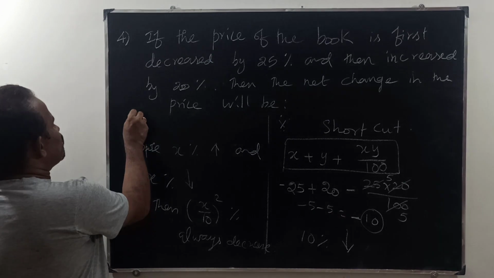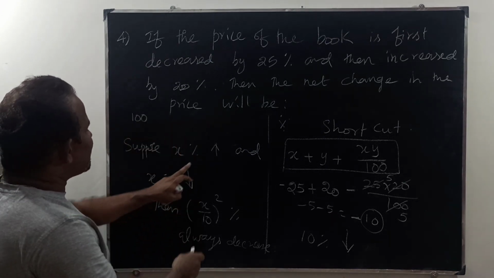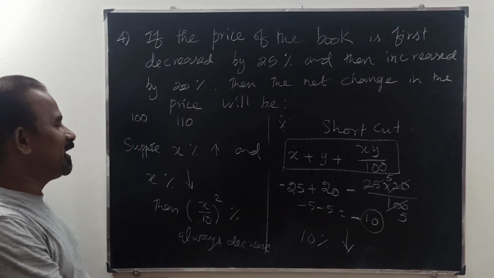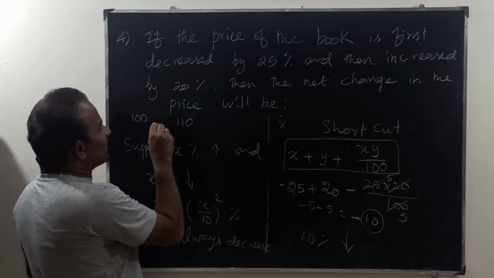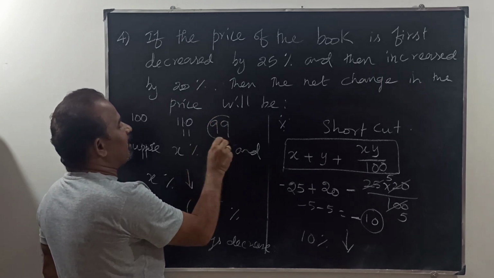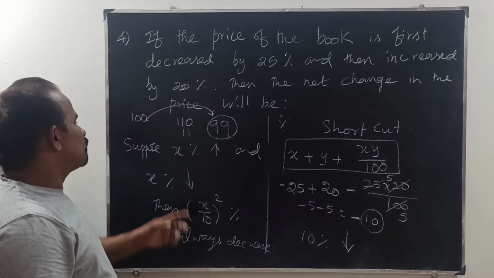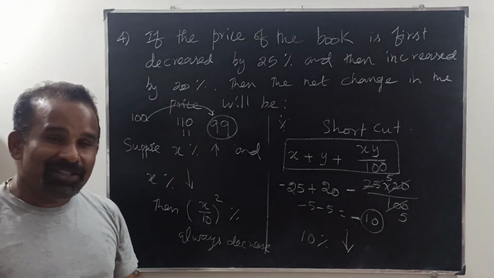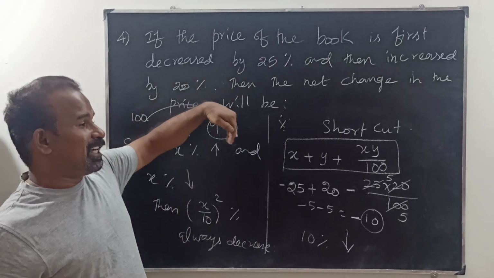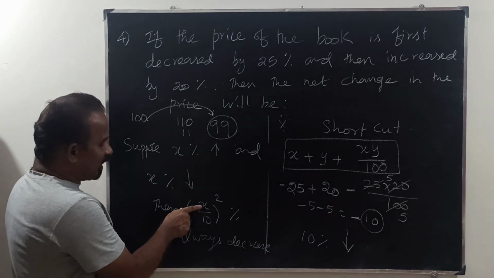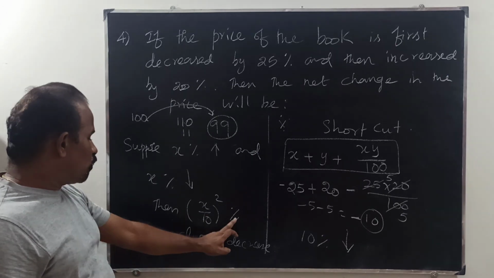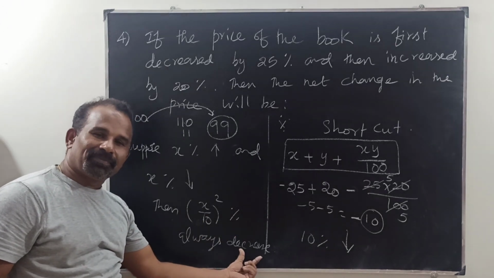For example, suppose I have 100 rupees. First I am increasing 10%, 110. Then I am decreasing the same 10%. What is 10% of 110? 11. Decreasing means minus 11. 110 minus 11 is equal to 99. So that 100 becomes 99. So therefore 1% always decrease. So you can take the formula. How much percentage increase? 10%. You take here 10, so 10 by 10, 1 squared is equal to 1. Therefore 1% always decrease. Understood?